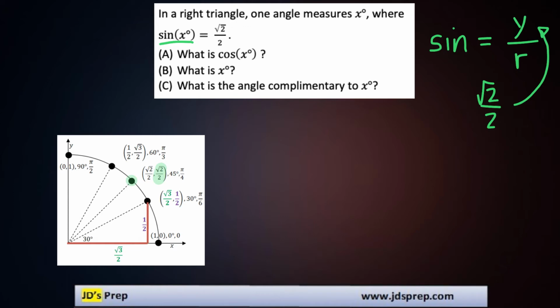The nice thing about the 45-degree triangle, which, by the way, the other giveaway here is that it tells us it's a right triangle, which means that the x and y coordinates will be equal or the same. Anyway, for part A of the question, what is cos of x? Well, the nice thing about the 45-degree angle is cos and sine are equal. You can see that yourself, that the x and y coordinates of that point are both root 2 over 2. So cos of x is going to equal root 2 over 2.